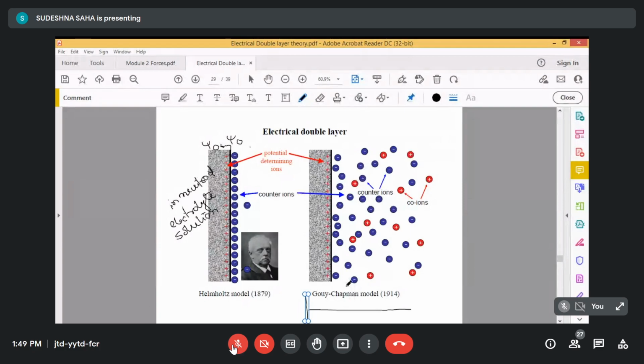If you just plot it, you will see this kind of thing. For the counter ions, this is the ion concentration, and this is the distance, x. So this is for counter ions, the distribution will be like this, and this will be co-ions.